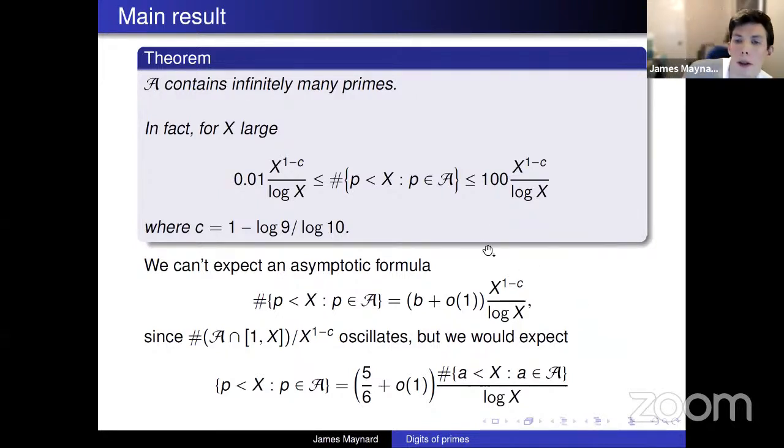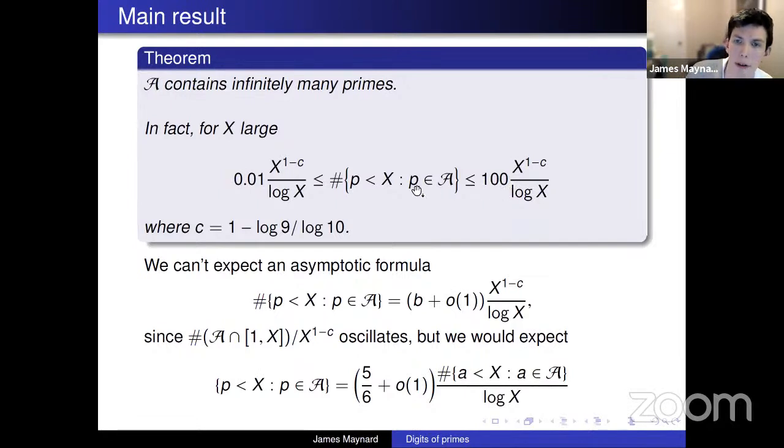Okay, so getting upper bounds, which are off by a constant factor, you can normally do using elementary sieve methods, and this works in huge generality. So this upper bound here is actually pretty straightforward to prove once you get into things, and it's not really the main content of the result.